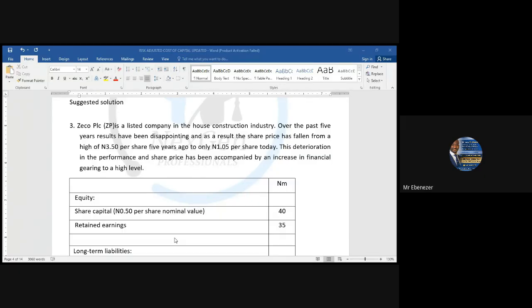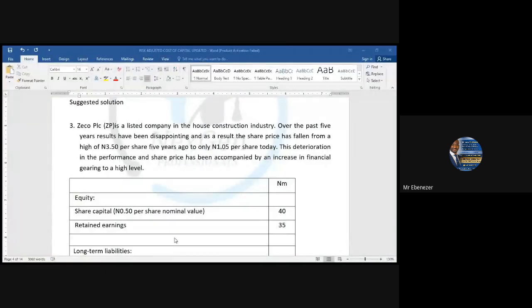So the result has been disappointing because their share price has fallen from 3 naira 50 kobo per share 5 years ago to only 1.05 naira per share today. You can see the current share price is about 1 naira. Before it was 3 naira. Now, what could have happened? What could have led to the deterioration of the market price?